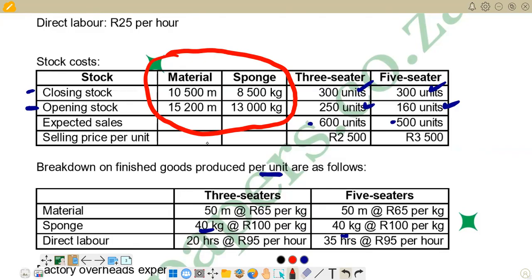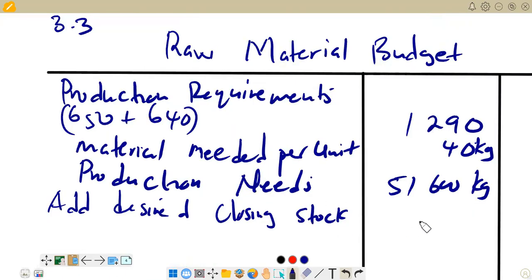So we are seeing that for the closing stock, remember the question is on sponge specifically, highlighting on sponge. So we are in this column. So for sponge, the closing stock is 8,500. So we are going to pick this figure, 8,500 for our closing stock. So we are going to put that figure there. We have got 8,500 kgs. And then we are adding.